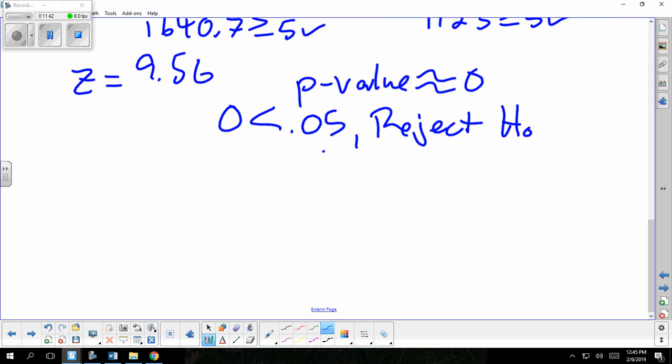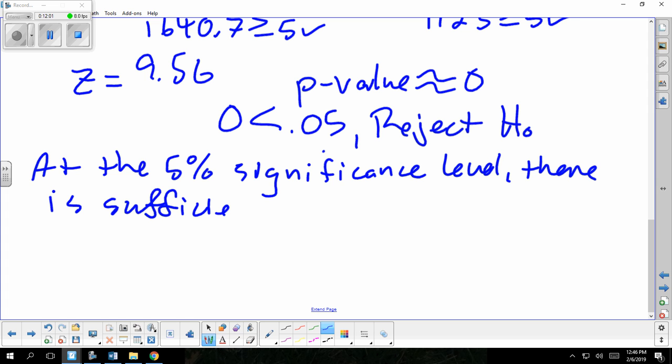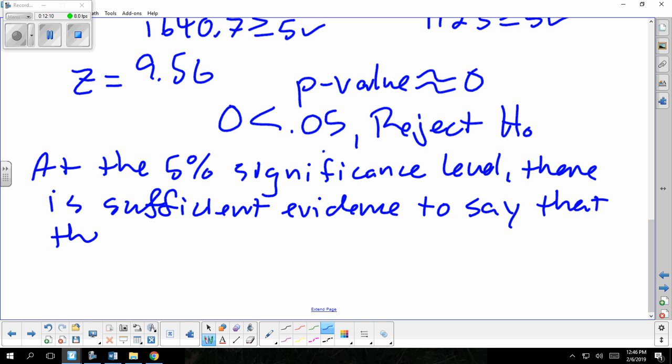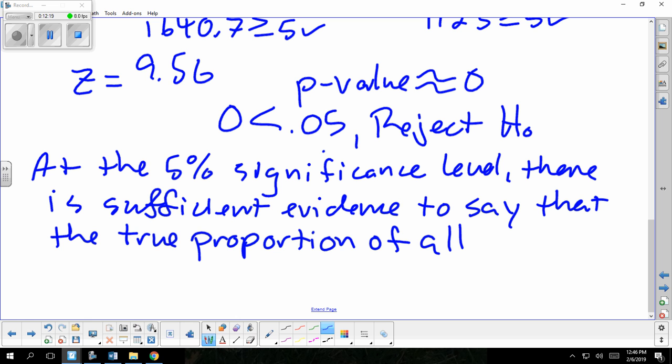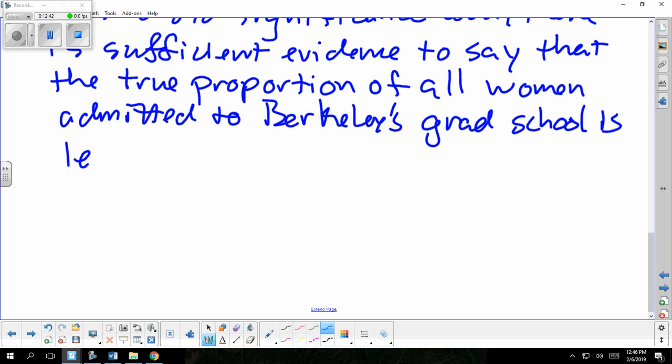And then our conclusion in context. At the 5% significance level, there is sufficient evidence to say that the true proportion of all women admitted to Berkeley graduate school is less than the true proportion of men.